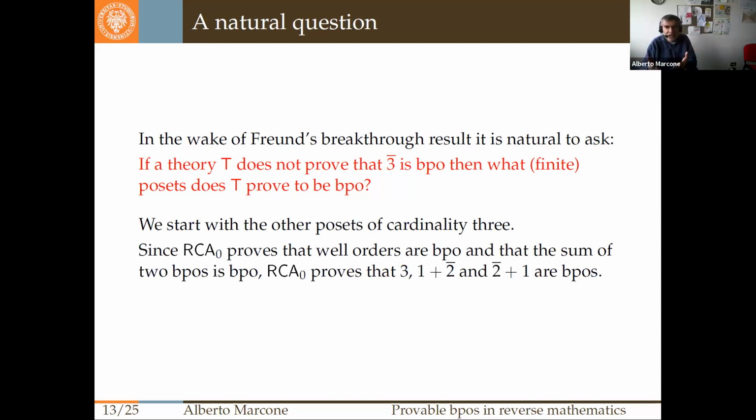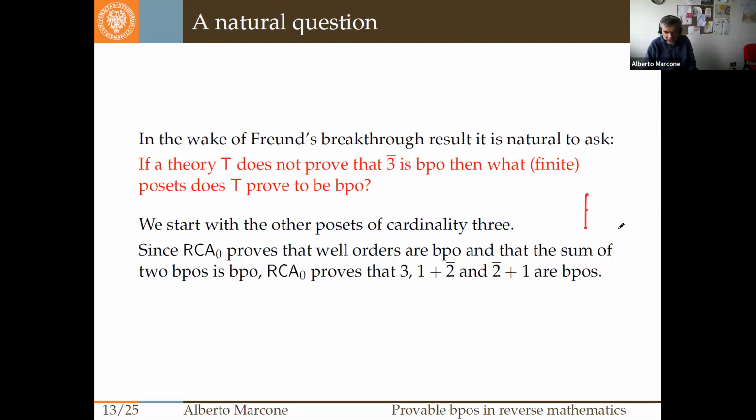And obviously, well, first, since there is this difference between 2 and 3, we start with the other posets of cardinality 3, and obviously, you can look at the chain 3, but that's a well order. So from what we know here, I managed to do this picture. So this is 3, but for some reason I cannot draw 3. Okay, that's the chain 3 without any bar. That's clearly a better partial order even in RCA0. So there is no problem about that.